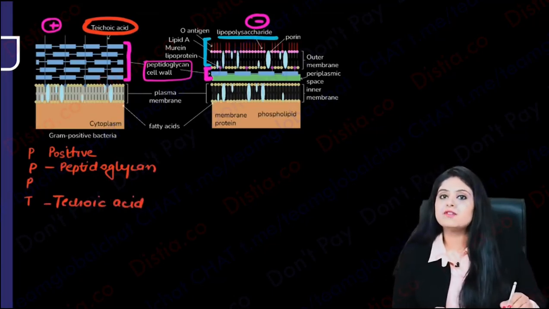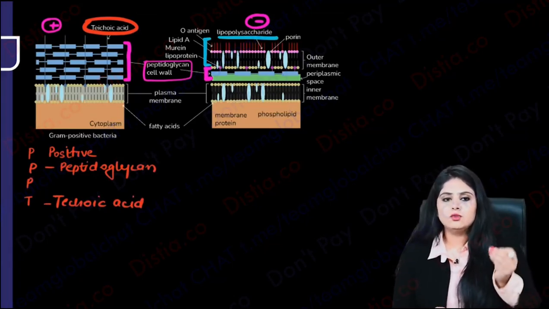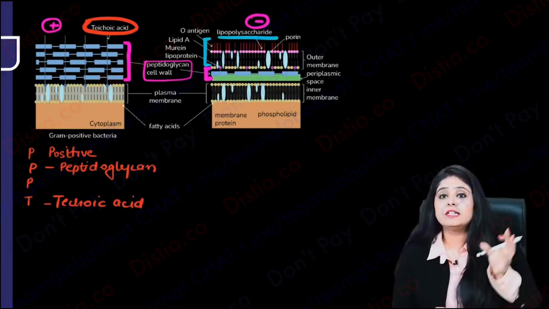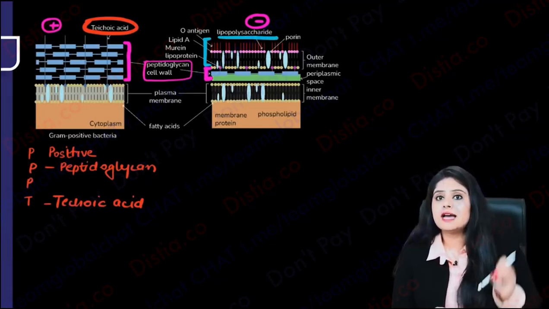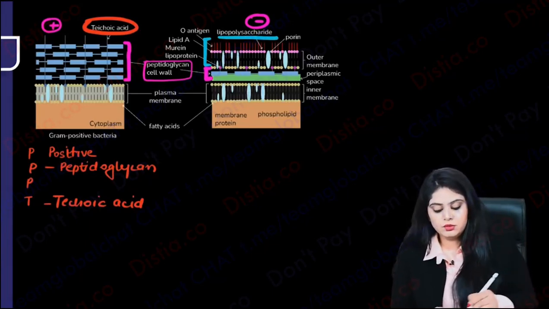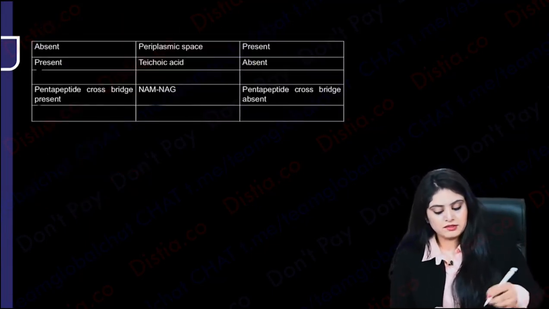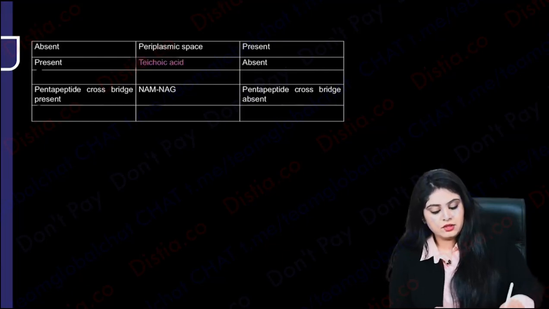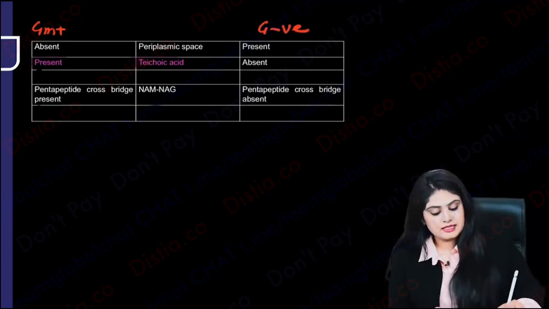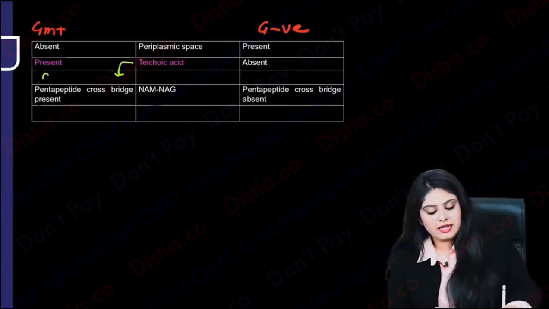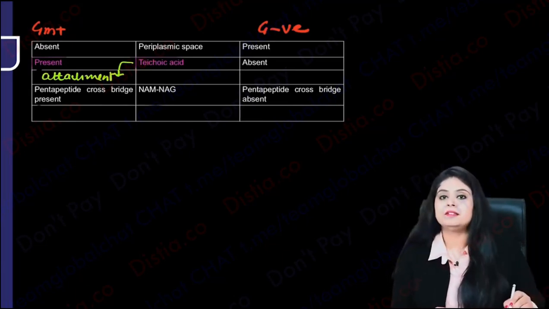So you'll ask me the function of a teichoic acid. Can you learn, you know, the Hindi word teichoic sounds like tikna. If you have to tikna somewhere, meaning if you have to attach somewhere, that is what you will use a teichoic acid for. So if they ask where teichoic acid is present, you will say teichoic acid is present in gram positive organisms and it is absent in gram negative organisms, and teichoic acid is mainly for attachment purposes. That is the purpose of a teichoic acid.